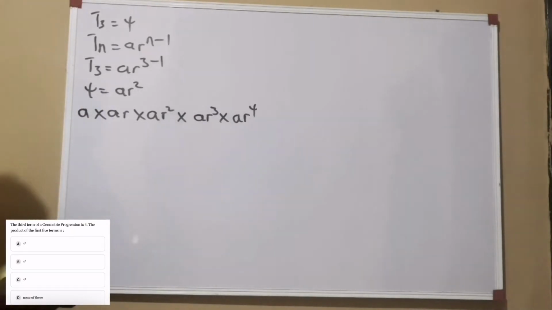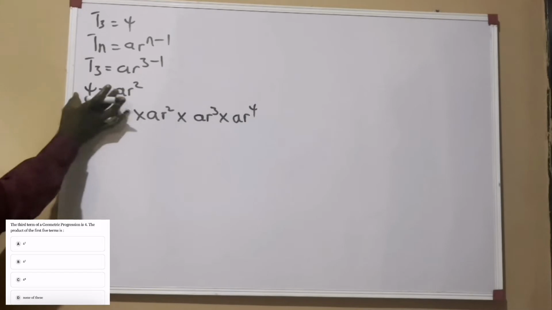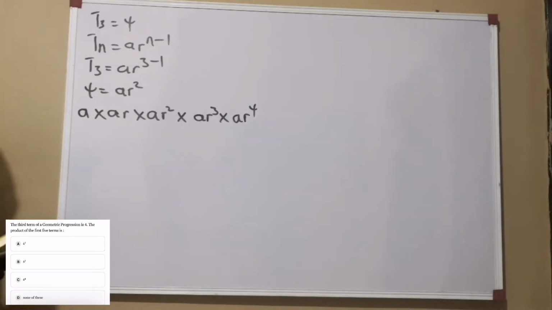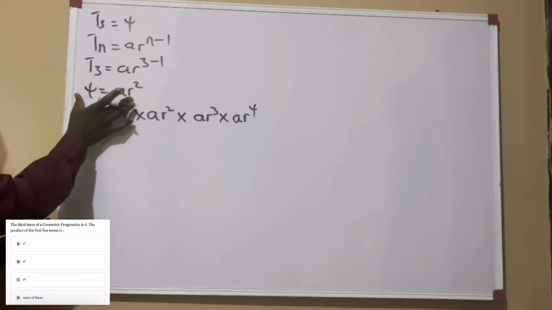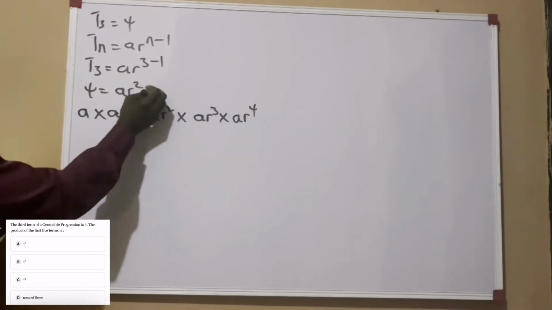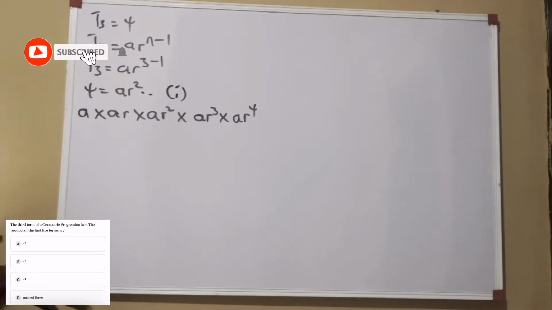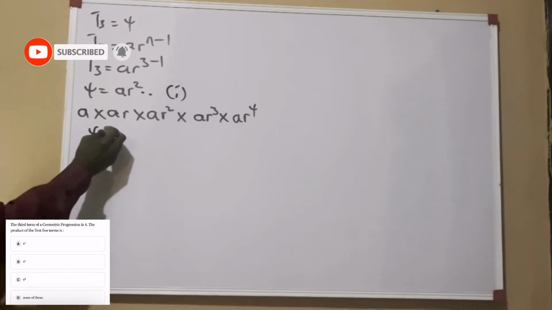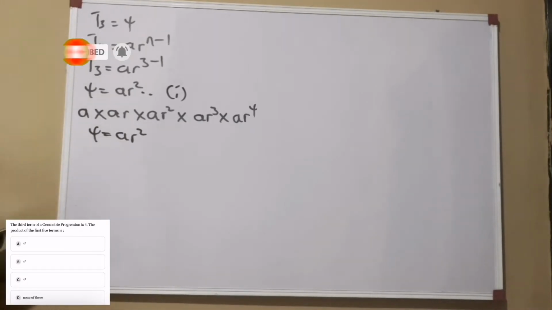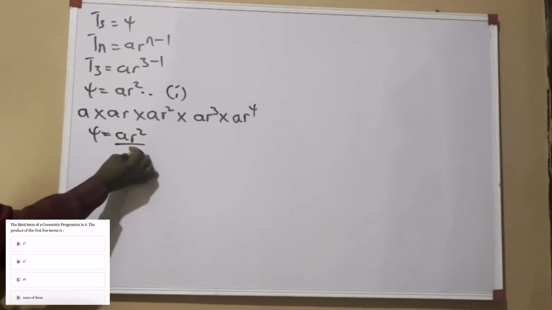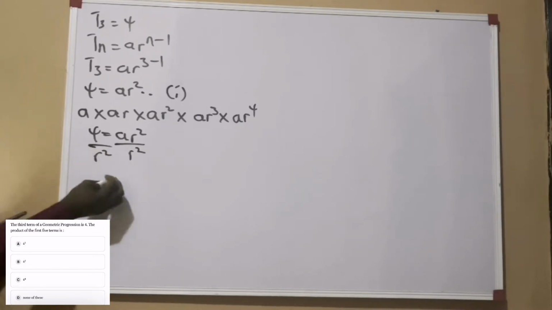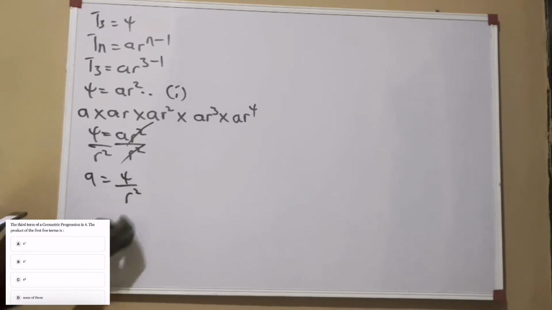Okay, so now without wasting time, from here, which is 4 equal to AR raised to the power 2, I can make A, which is the first term, the subject of the formula. Let us call this equation 1. If I bring equation 1 down, 4 equal to AR raised to the power 2, and I want to make A the subject of the formula, I'll divide both sides by R raised to the power 2. And if I cancel out R raised to the power 2, I have my first term as 4 over R raised to the power 2.